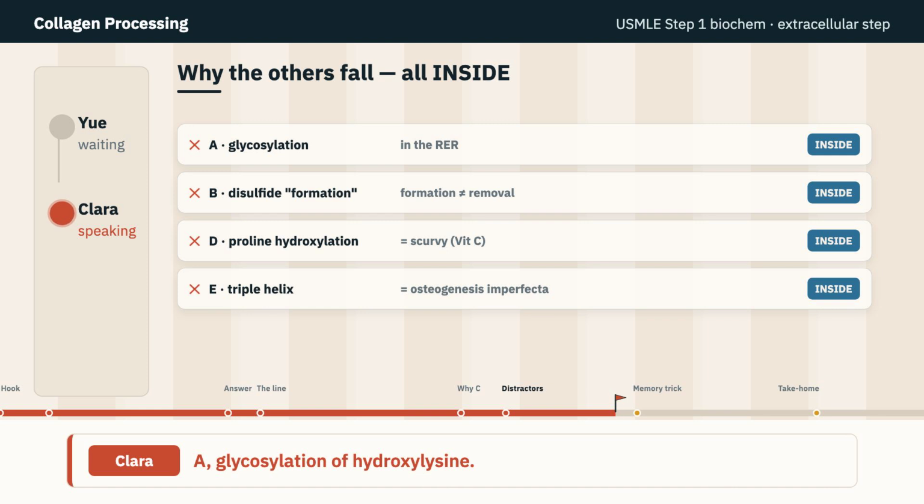A, glycosylation of hydroxylysine. Inside in the endoplasmic reticulum. No trip outside at all. Gone. So all 4 losers are stuck inside the cell. Everyone, C is the only ticket out.